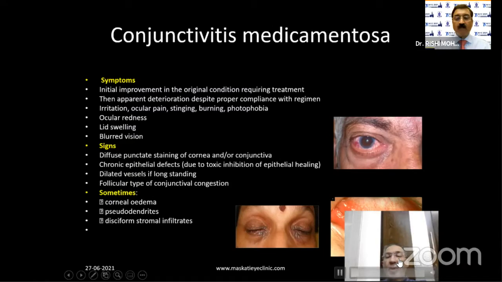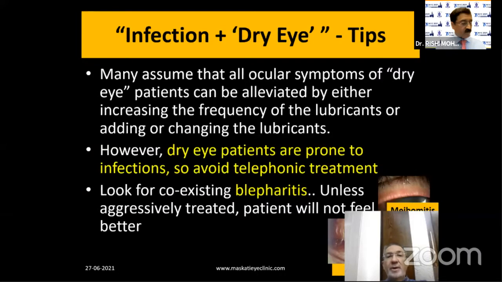So symptoms will be typical. There is initial improvement in the original condition. Perhaps there was a conjunctivitis. It improved with your antibiotic drops. Then there was a deterioration, despite your increasing the antibiotic drops: worsened ocular pain, stinging, burning, photophobia, and in signs you saw fogginess of the lids, fogginess of the conjunctiva, some blurred vision. If it is medicamentosa of the cornea, keratitis medicamentosa, then you could see SPKs or even epithelial defects, and dilated vessels like you see in the picture on the right of long standing. A follicular type of conjunctival congestion could be there. Sometimes you could even see pseudodendrites. So beware of this condition and how to diagnose it.